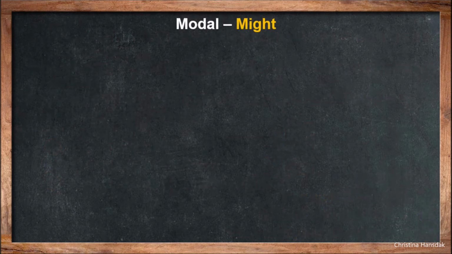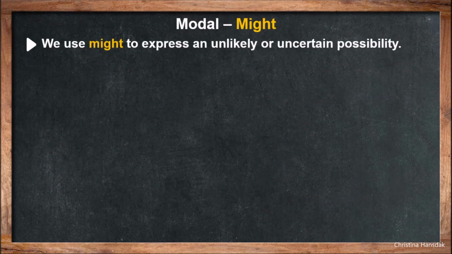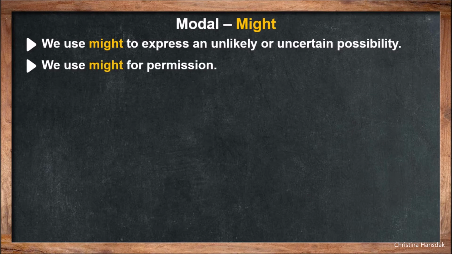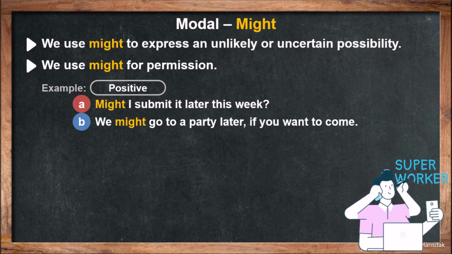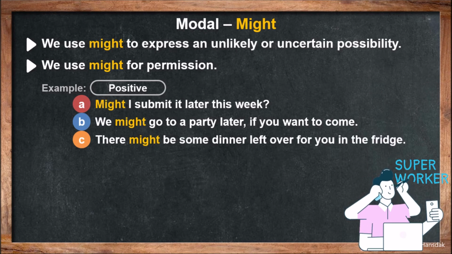Now, let's learn how to use the modal might. We use might to express an unlikely or uncertain possibility. We use might for permission. Example, sentence number A. Might I submit it later this week? Sentence number B. We might go to a party later if you want to come. Sentence number C. There might be some dinner left over for you in the fridge.